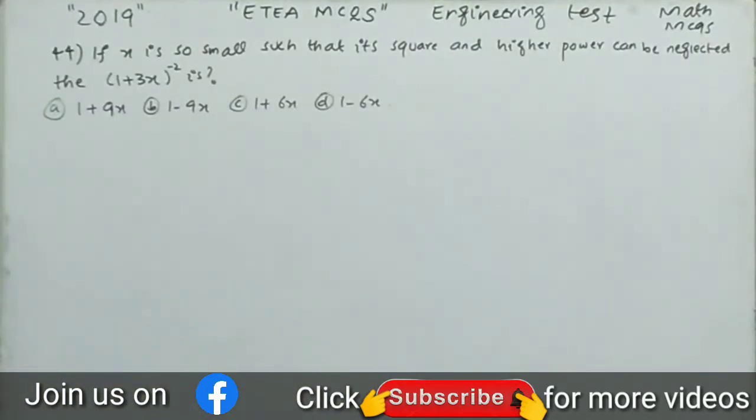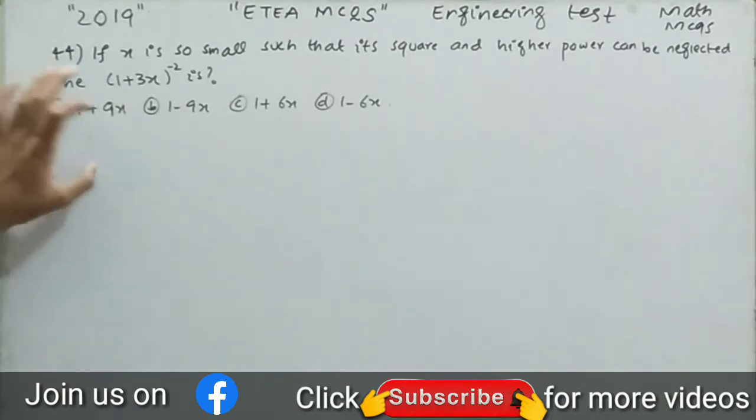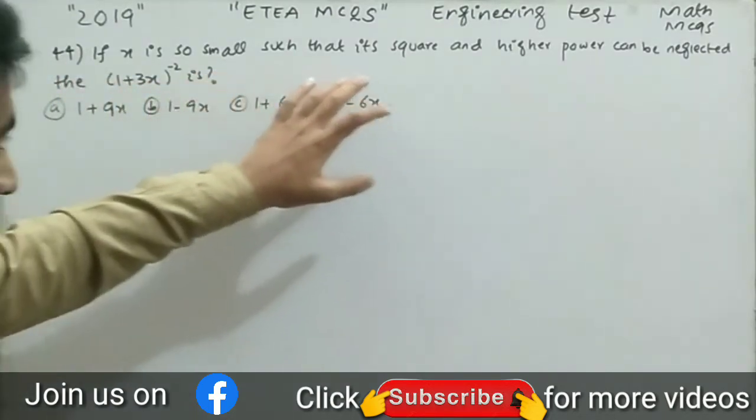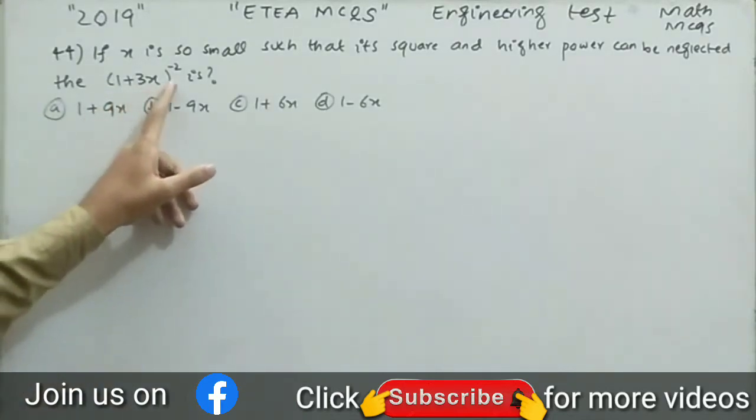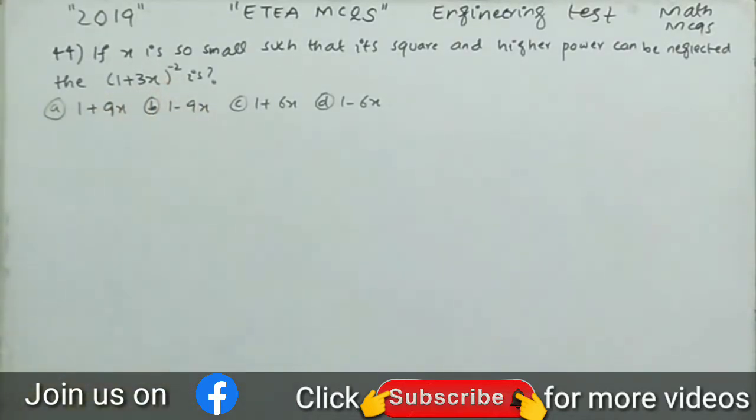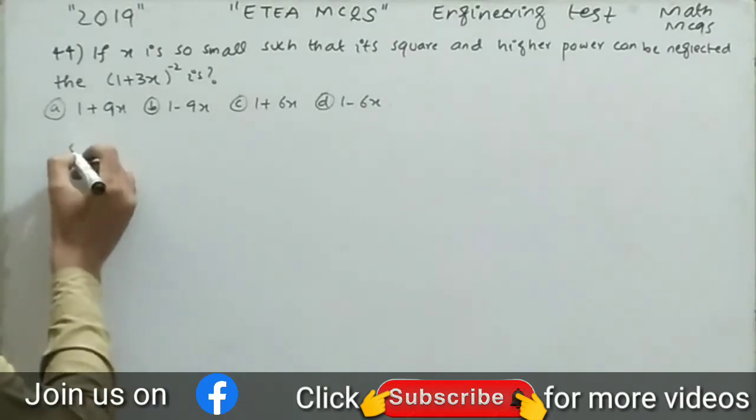Now move to the next MCQ, MCQ number 44. It tells that if x is so small that its square and higher powers can be neglected, then the value of (1 plus 3x) raised to the power negative 2 will be. 4 options are given. So move to the solution of this MCQ.